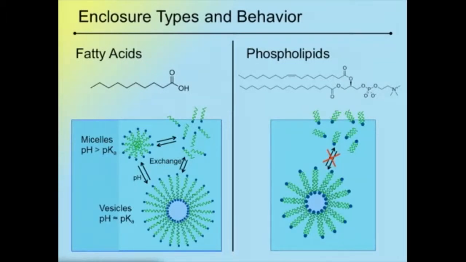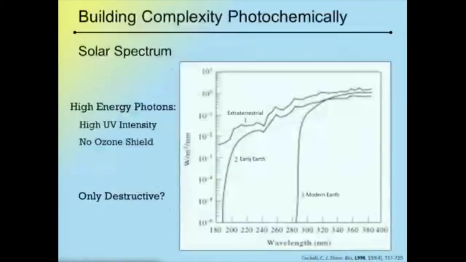So the big difference here is the difference between a single tail and a double tail. And so the question is, is there a robust abiotic synthesis of a double-tailed membrane? And so how we choose to try to build this complexity towards a double-tailed membrane is by using photochemistry.